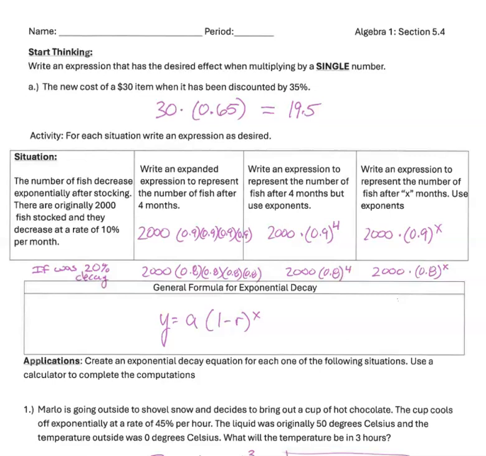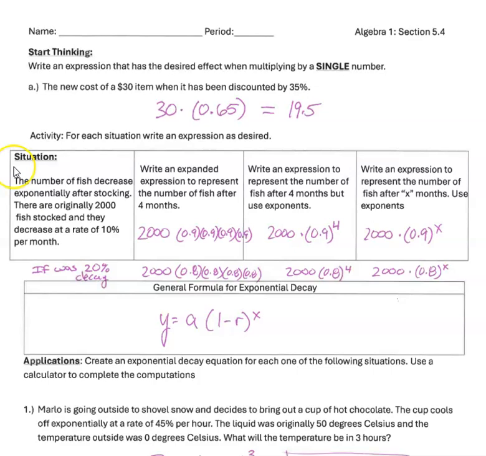If there was a 20% decay, you can see the work I have there. You're just multiplying by 0.8 instead of 0.9. The students were supposed to look at this and figure out what is the general format for the formula for exponential decay. We know exponential growth is y equals a times 1 plus r to the x, and it seems like all you did was take 1 and subtract the rate for decay, and that is exactly what we do. You just have y equals a times 1 minus r to the x.